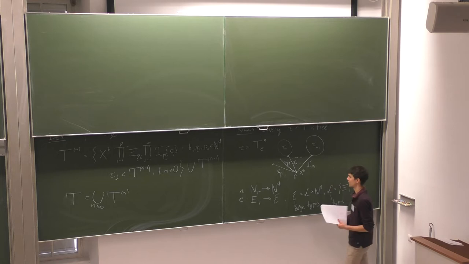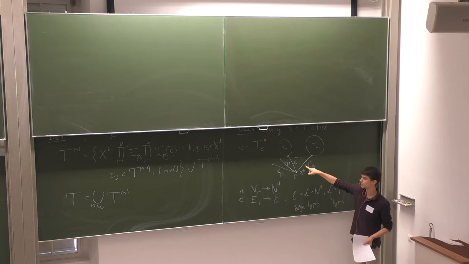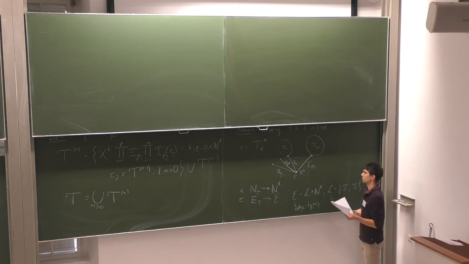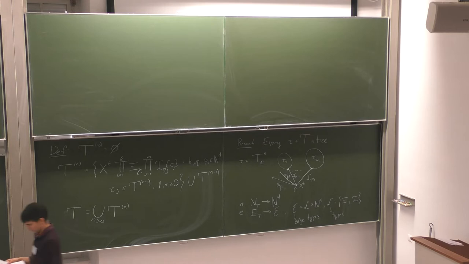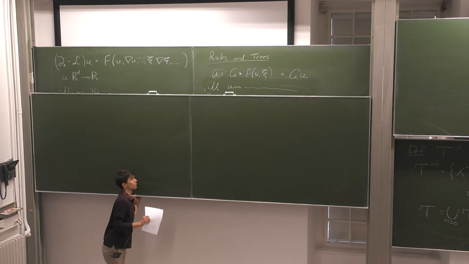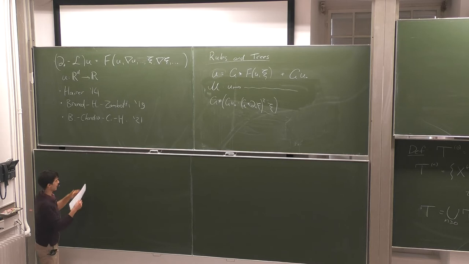To each edge we attach an edge type, and to every node we attach one of these node decorations, polynomial decorations. Okay. I was going to speak about this a little bit later, but I think it might be good even to present this now.